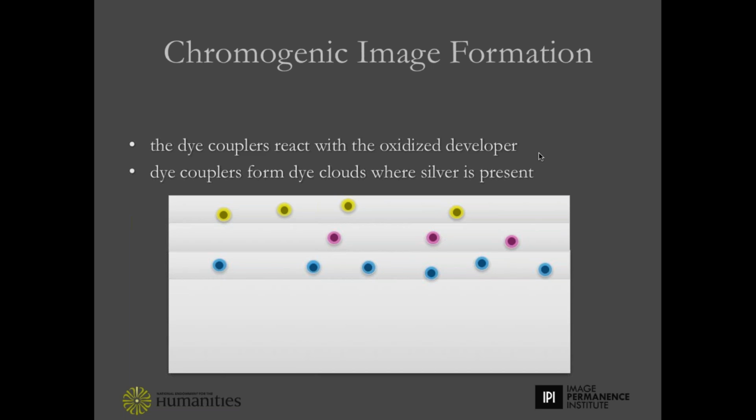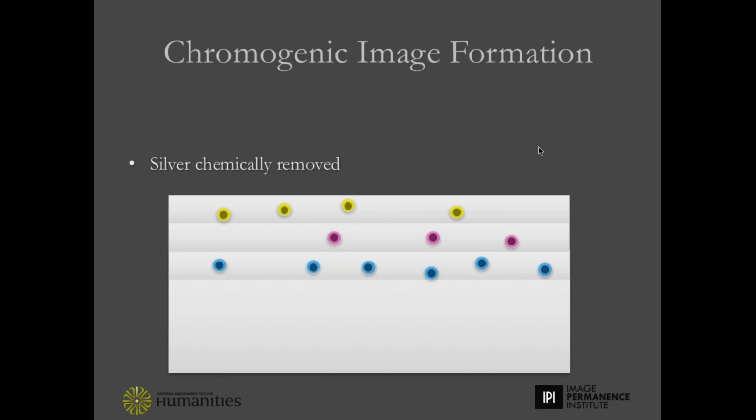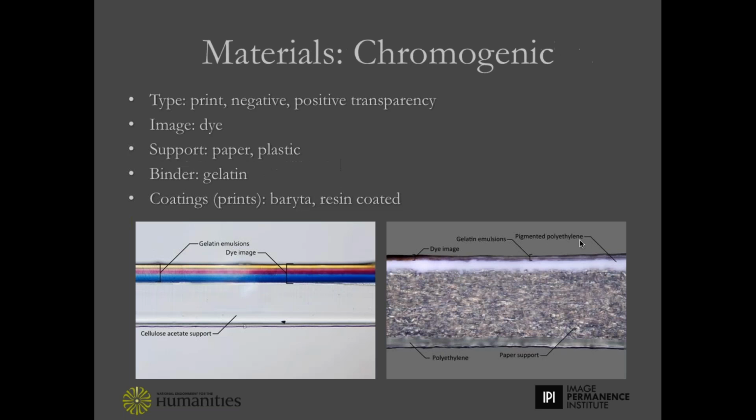So there are our dye clouds. Finally, the silver is chemically removed, leaving just dye and gelatin. So again, the chromogenic process was used to make negatives, prints, as well as positive transparencies. Therefore, they might come on plastic or paper supports. I should say that the silver gelatin developed out process was also used, again, to make negatives and positive transparencies.